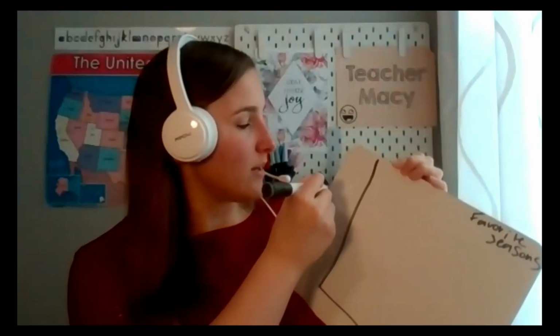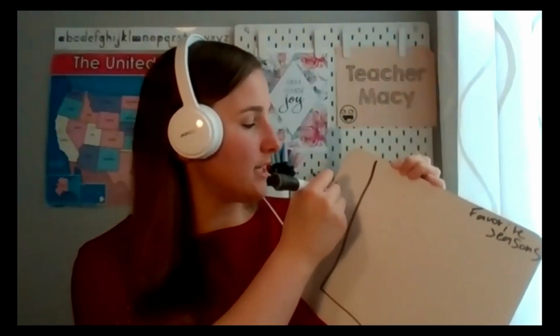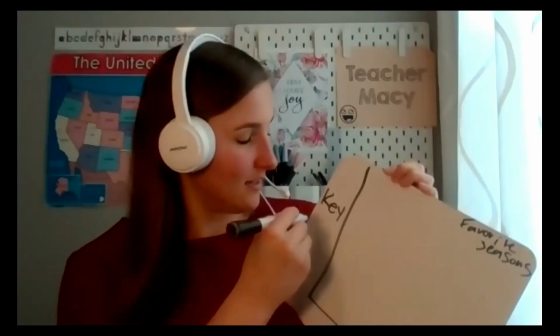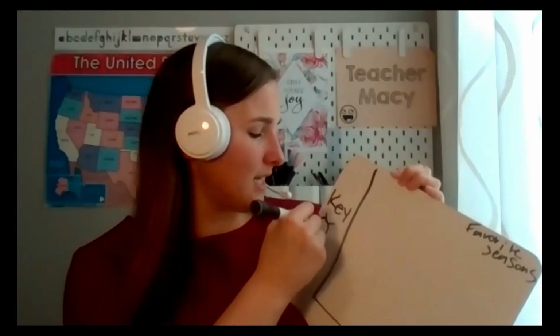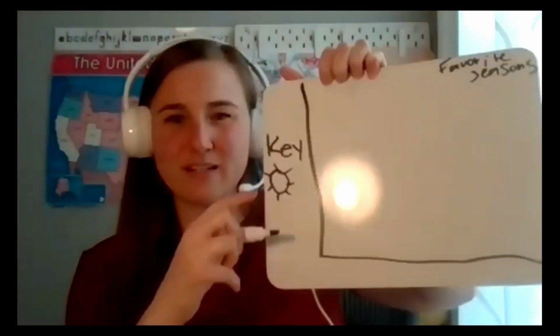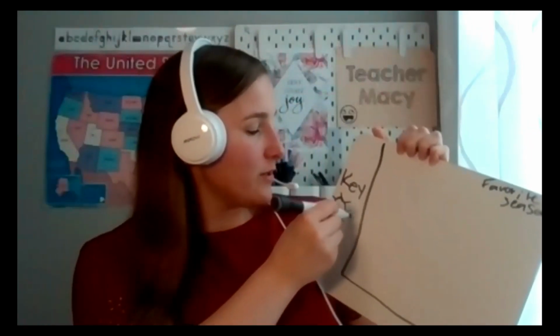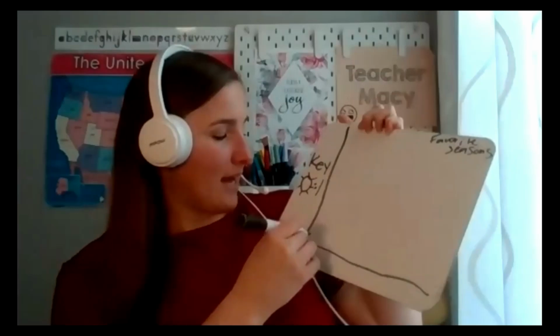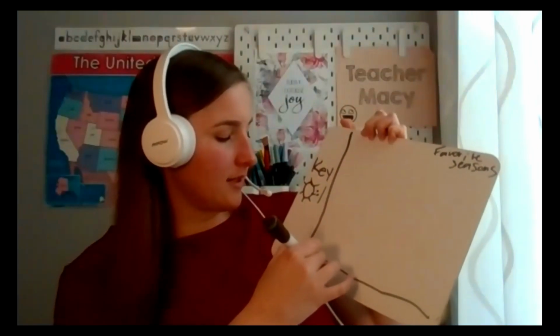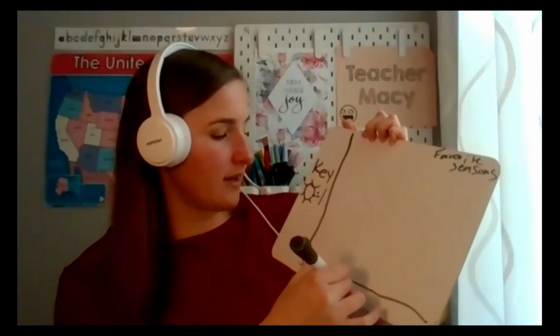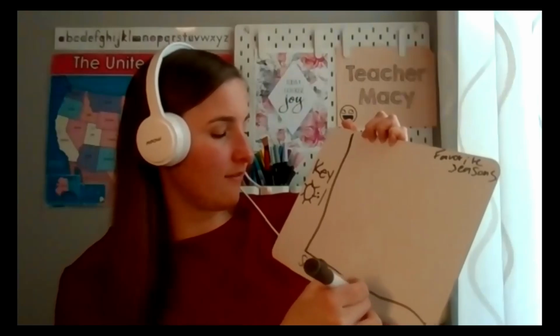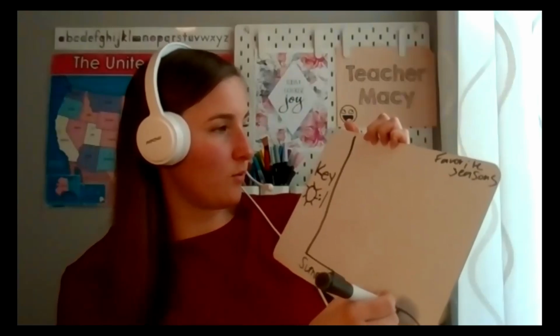So I'm just going to write the word key, and then my picture for this graph is going to be a sun, because that's pretty easy to draw. And then I'm going to write equals 1. So for every sun I draw, that's 1 person. Now I'm going to make my labels. So we have summer, spring, fall, winter.